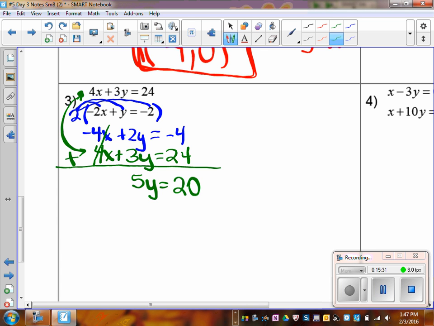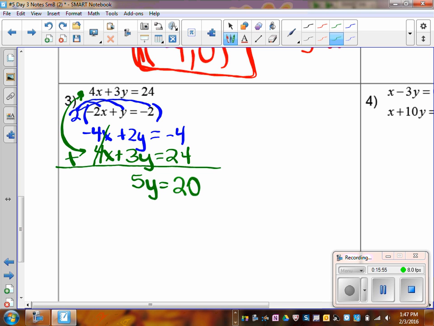So again, I changed my equation here to have the opposite coefficient. The only way I can do that is by multiplying by the same thing on both sides, so the entire equation. That allowed me to have opposite coefficients, so when I add them together, they cancel out. If I would have added it together in the beginning, I wouldn't have canceled out one of my variables. I need to eliminate one of my variables.